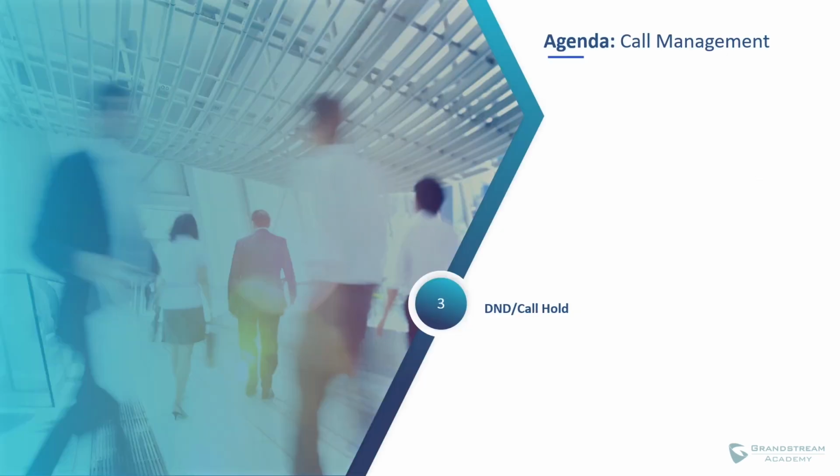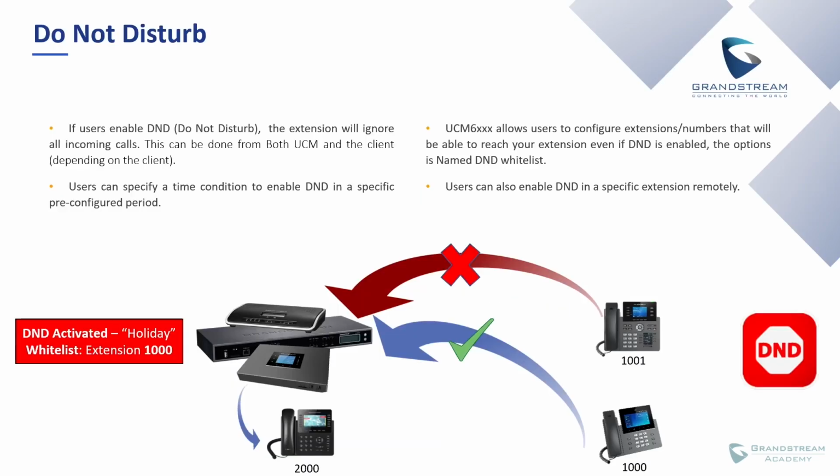Now let's talk about do not disturb and call hold, which are 2 call operations that we use basically every day. Let's learn how we can configure them and the most important settings we have. Do not disturb, often referred to by its acronym DND, is a feature that enables end users to busy out a station and reject incoming calls.